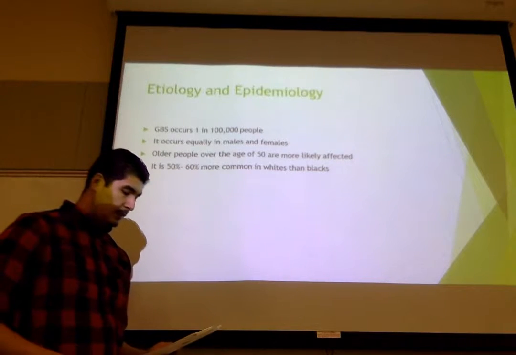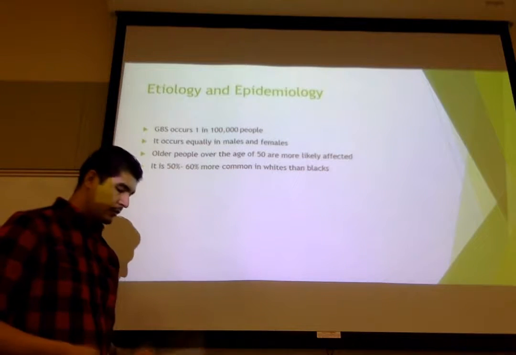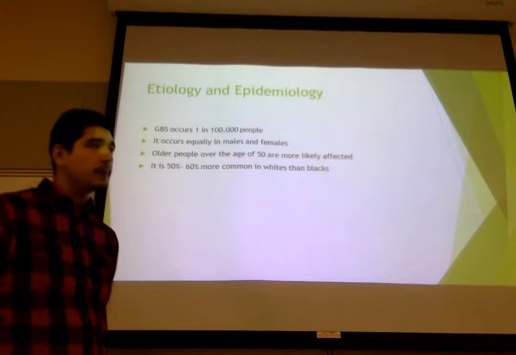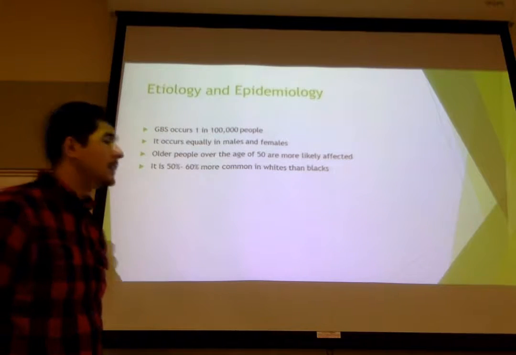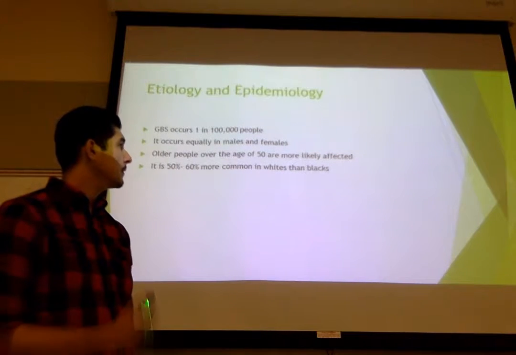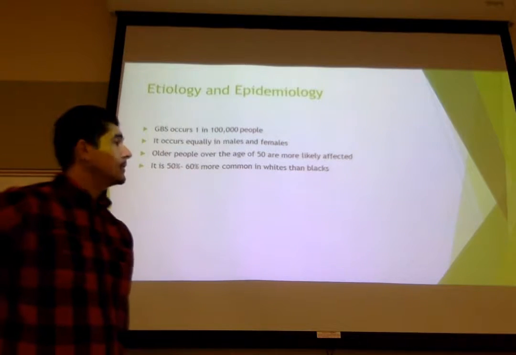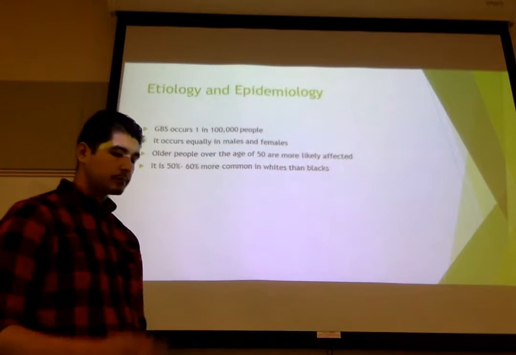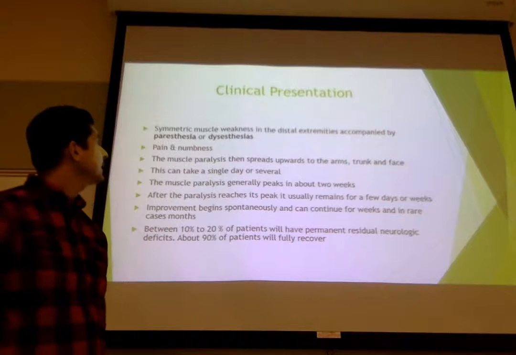So, etiology and epidemiology. Guillain-Barré syndrome occurs in 1 in 100,000 people. It occurs equally in men and women. Usually the older generation is mostly affected, so greater than 50. And it is 50 to 60% more common in whites than in blacks. And clinical presentation.